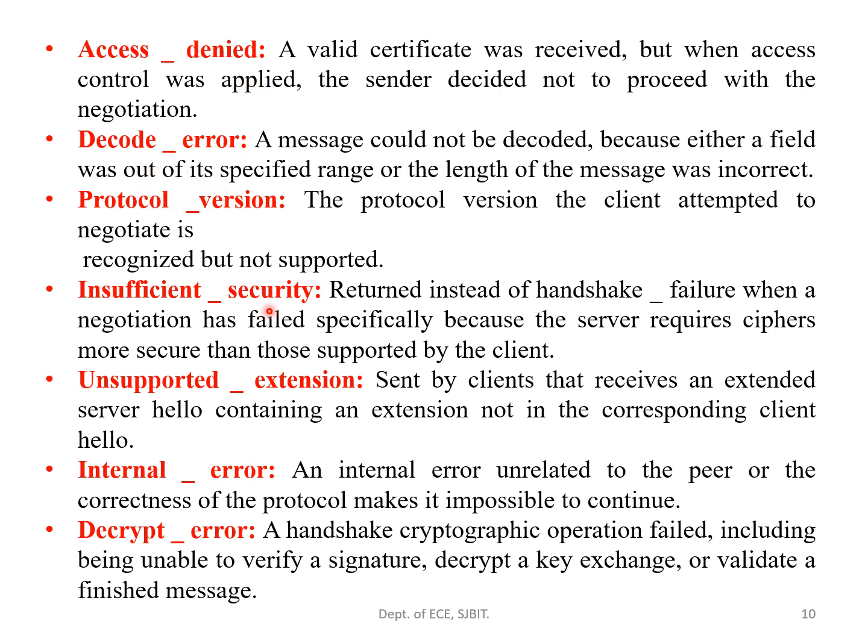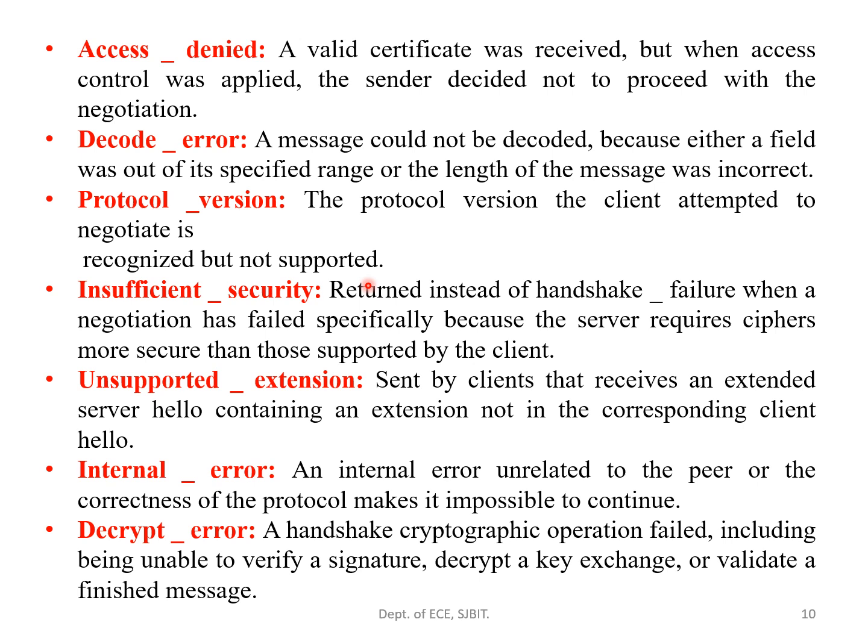Consider decode error. When you send and receive information, encoding and decoding happen. The message could not be decoded: either a field was out of its specified range or the length was incorrect, so whichever message is received is incorrect and we cannot decode it properly. If a decode error occurs, it gives the alert message.